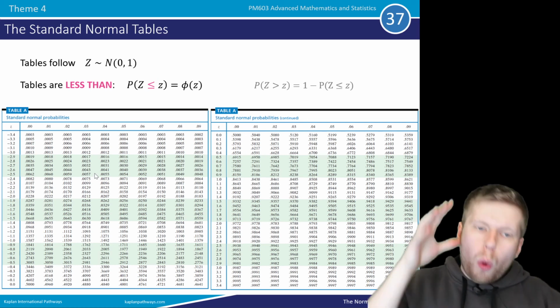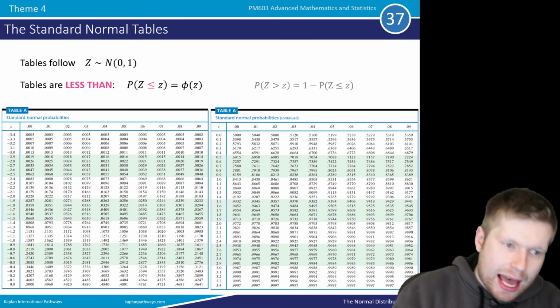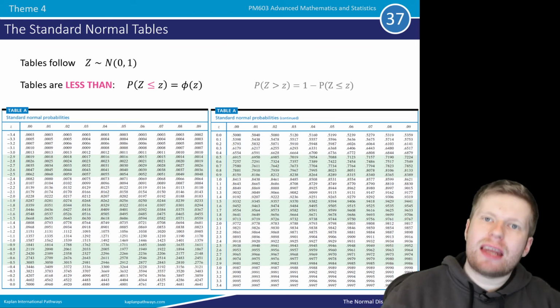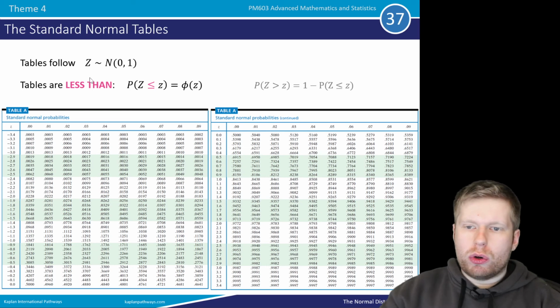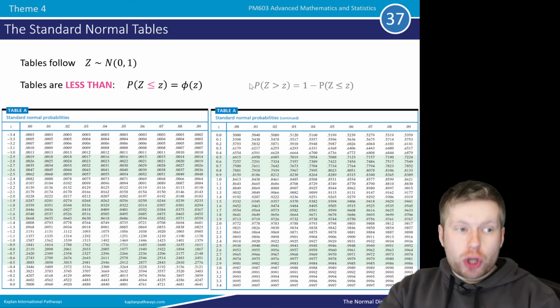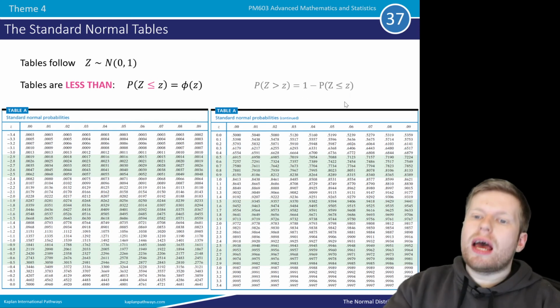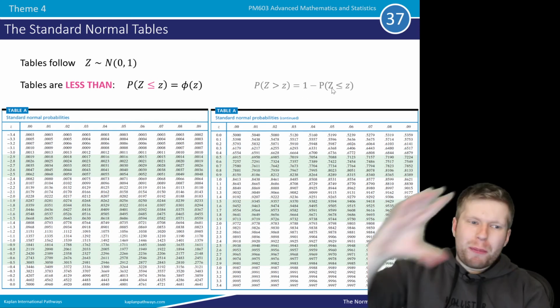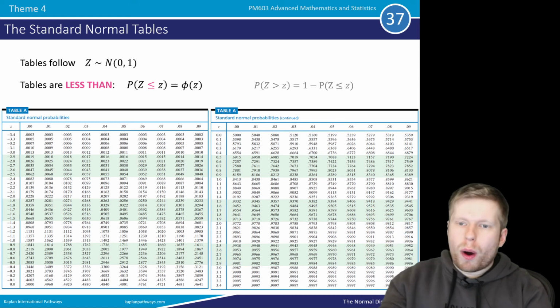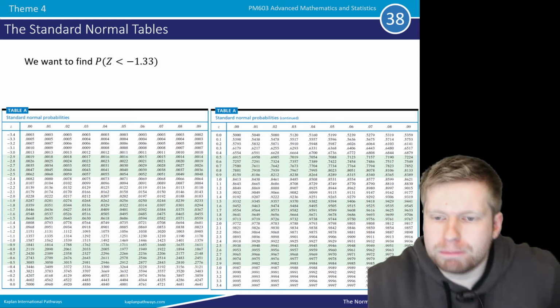Now this is really important. The standard normal tables are always given as less than, never more than. They're always less than whatever unit of standard deviation you're looking up, okay? Which means that if you do want to look for a greater than probability, you're going to have to do 1 minus the less than probability. Because of course, the probabilities all have to add up to 1, okay? So if you do 1 minus, you'll end up with what you want, okay?